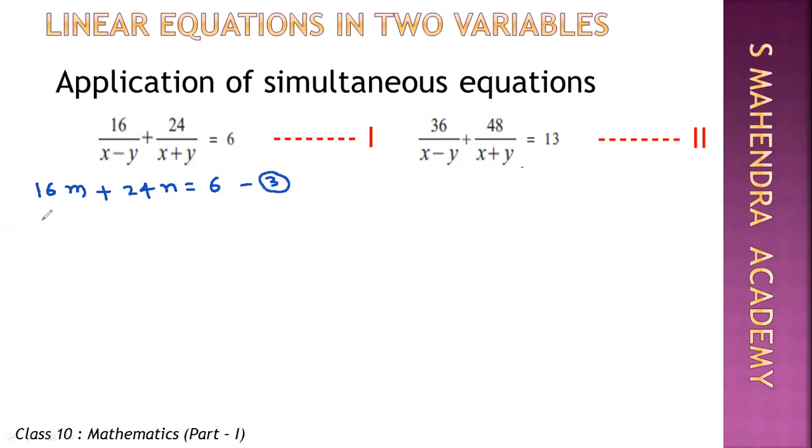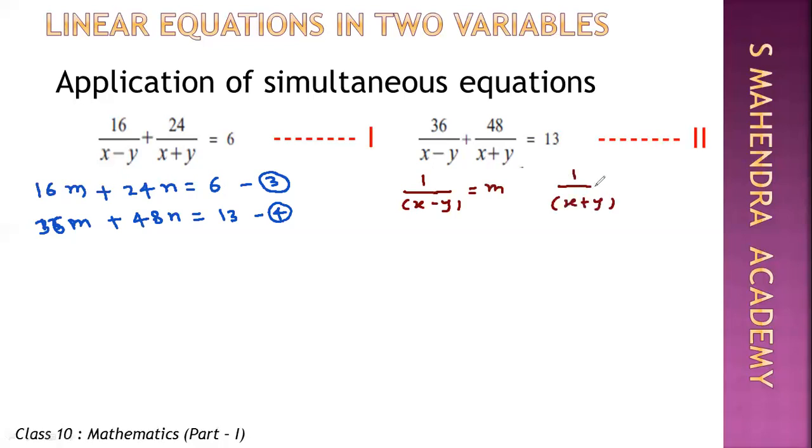And 36 into m plus 48 into n is equal to 13. This will be equation 4. In this equation, remember one thing, we have substituted 1 upon x minus y as m and 1 upon x plus y as n.